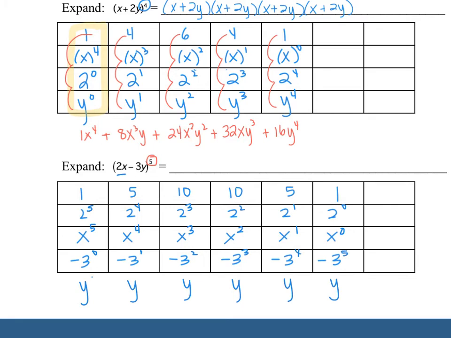And for the y's, I also go the same direction. 0, 1, 2, 3, 4, and 5. Okay, now I'm ready to multiply them all together.